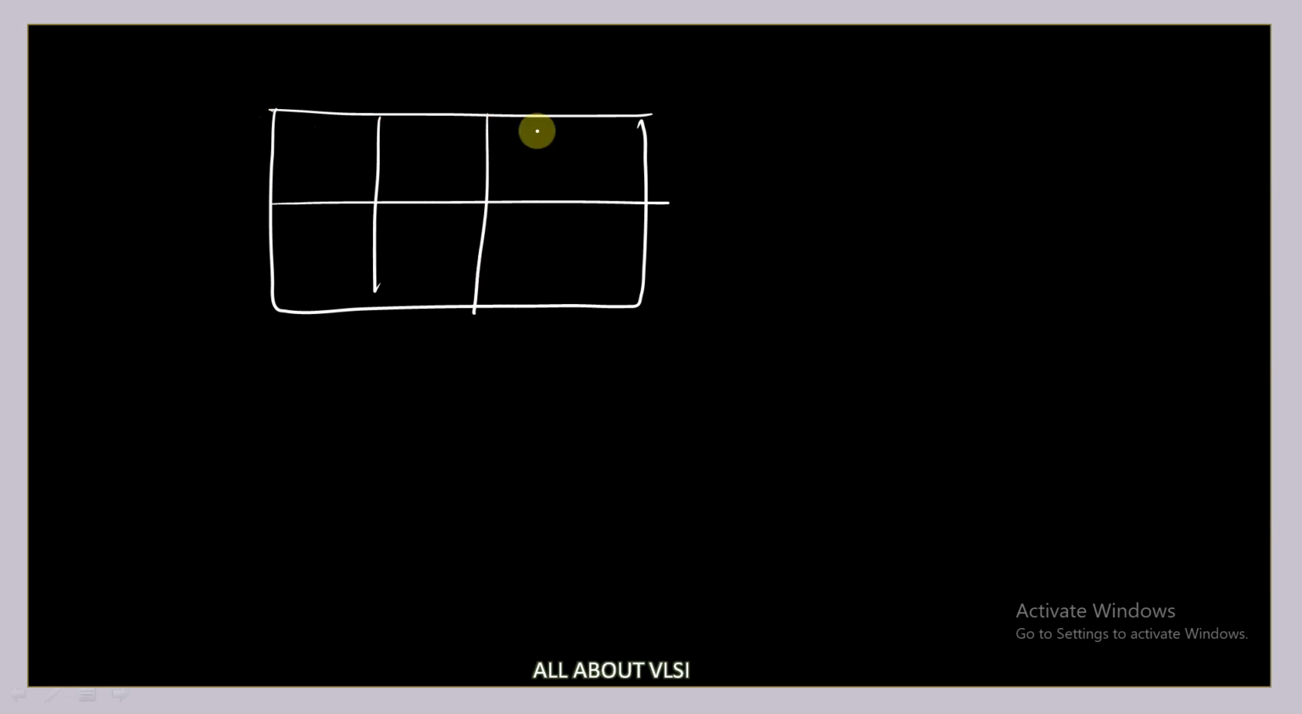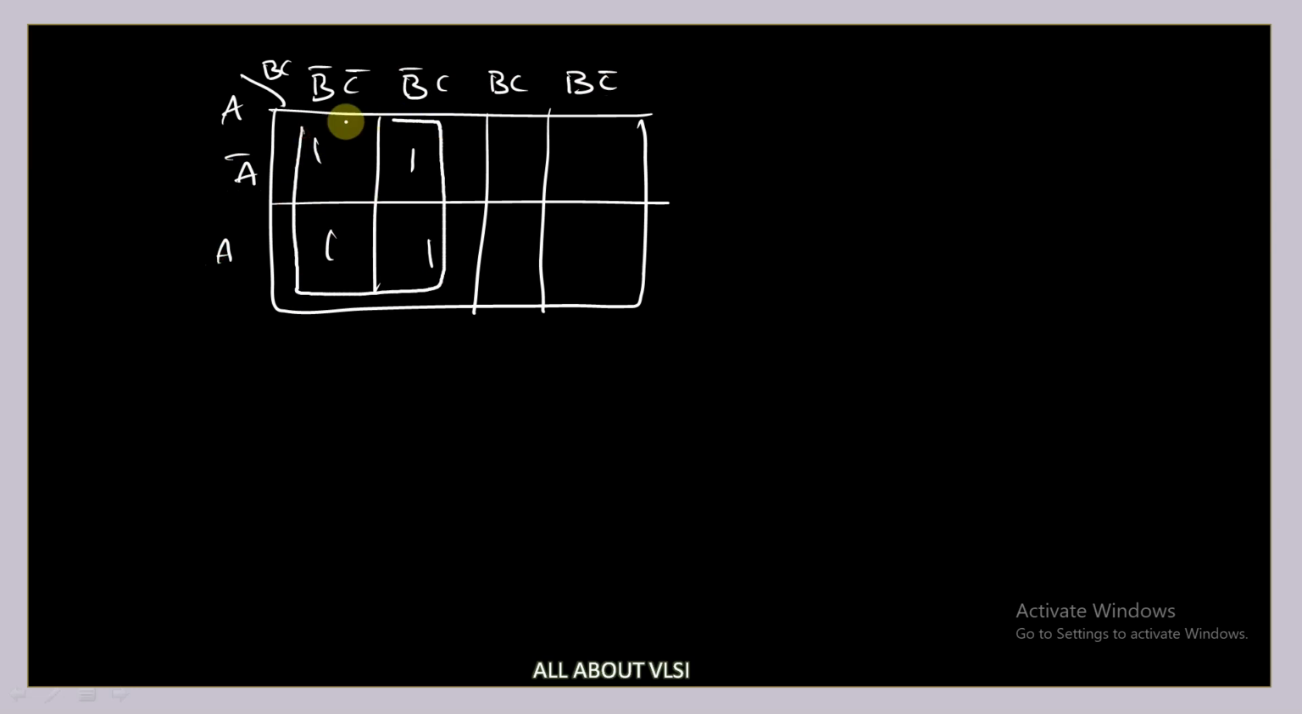Now let's take one more example. Let's say a three variable function, and we have the minterms like this. Now what is the answer for this? A, B, C, B bar C bar, B bar C, B C and B C bar, A bar and A. If we group these four, then our final answer will be simply B bar. This is how we form a quad, and write down our equation.